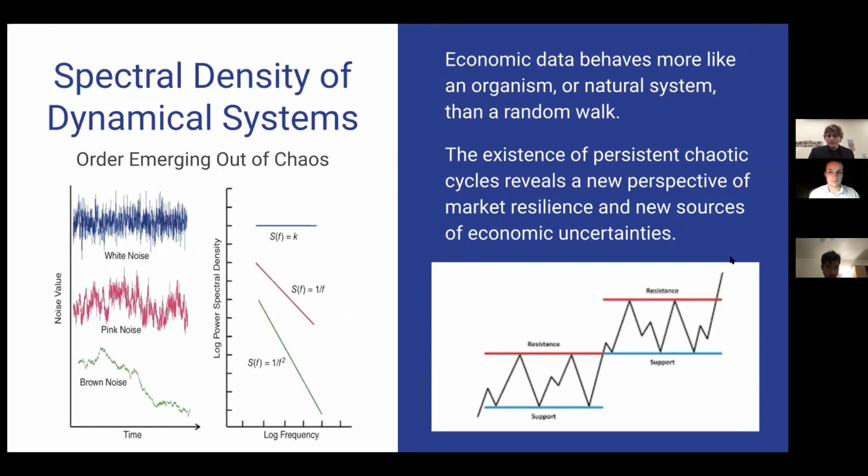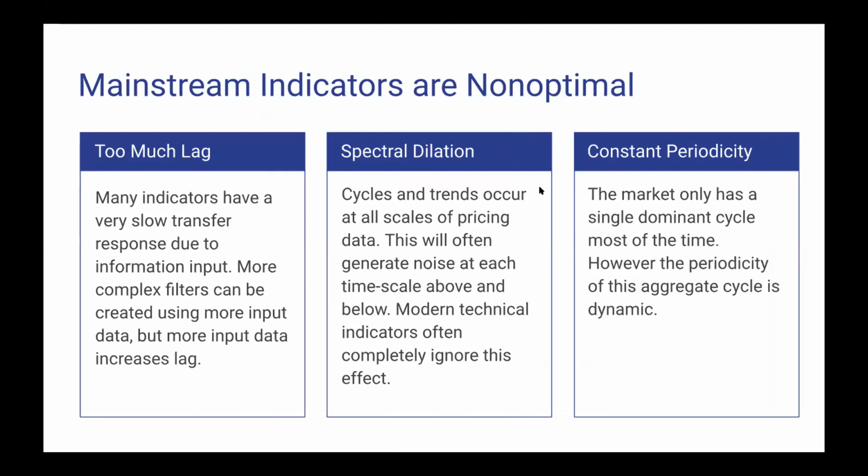Okay, so mainstream technical indicators. Some of the ones that Zach was discussing, in my belief, are non-optimal, and that's for three reasons. Number one, modern technical indicators often incur too much lag, right? In digital signal processing, this would be called the transfer response. And the more data that you're inputting to this filter, the more lag that it's going to generate. We'll get into all of these topics individually after this, but just a brief explanation.